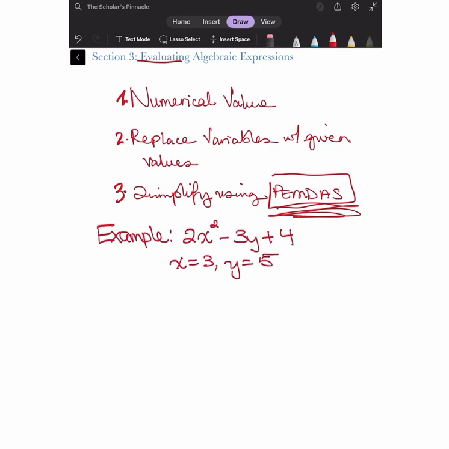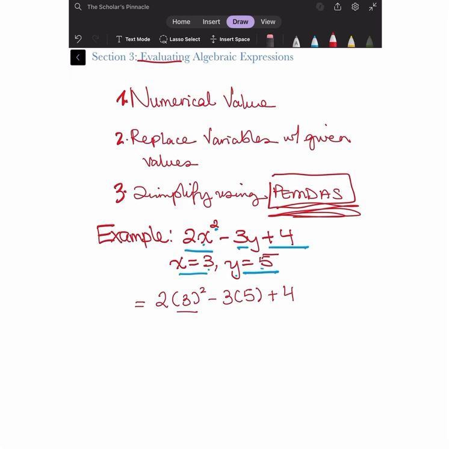Let's take a look at this example. 2x raised to the power of 2 minus 3y plus 4. We have x equal to 3 and y equal to 5. What we're going to do first is replace x with 3 and y with 5. Here's what the expression looks like.